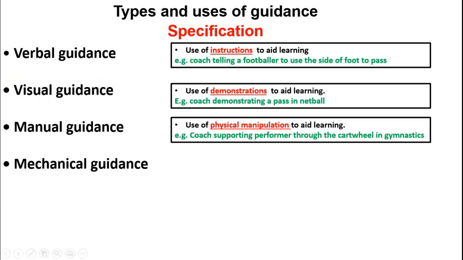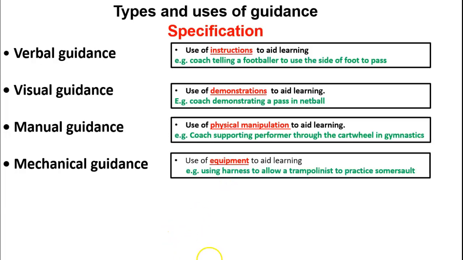If we carry on from here, manual guidance is the use of physical manipulation. What then is mechanical guidance? Mechanical guidance is very similar, but this time, instead of a coach physically using their hands to manipulate the performer through a skill, mechanical guidance is the use of equipment to aid the learning of a movement skill.